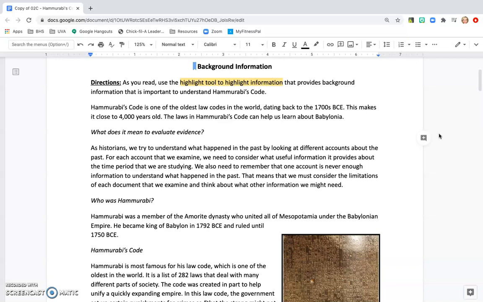What does it mean to evaluate evidence? As historians, we try to understand what happened in the past by looking at different accounts about the past. For each account that we examine, we need to consider what useful information it provides about the time period that we are studying. We also need to remember that one account is never enough information to understand what happened in the past. That means that we must consider the limitations of each document as we examine it and think about what other information we might need.